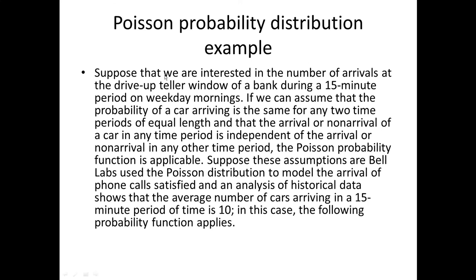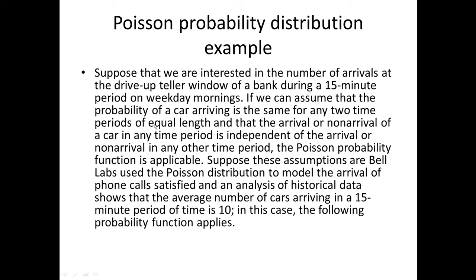For instance, suppose we're interested in the number of arrivals at a drive-up teller window of a bank during a 15-minute period, or the number of arrivals at KFC. If we assume that consecutive arrivals are independent of each other, but the number of arrivals within equivalent periods is more or less the same, then you can apply a Poisson probability distribution.